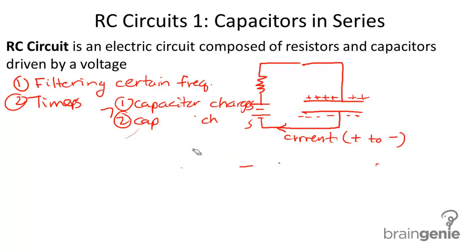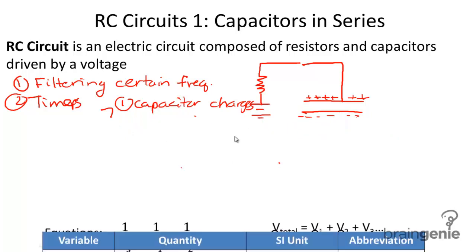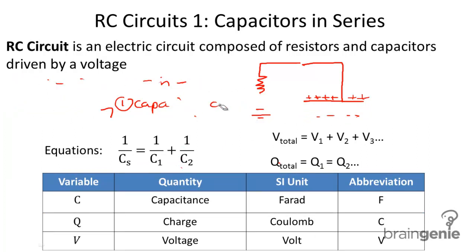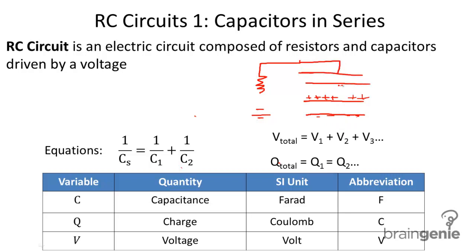Now let's go through the actual equations that we'll need to know for RC circuits. The first equation is for determining the equivalent capacitance in a series circuit. So let me draw a quick example. Here's the example. Let's say I have two capacitors. Not only do I have one, I have a second capacitor. I have two capacitors up top, connected to the battery again.